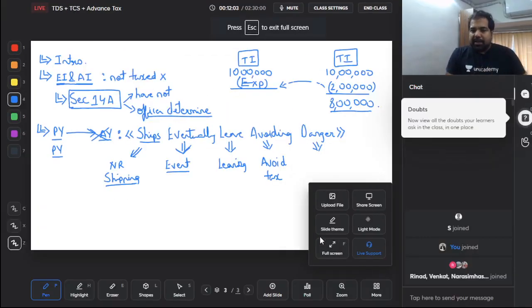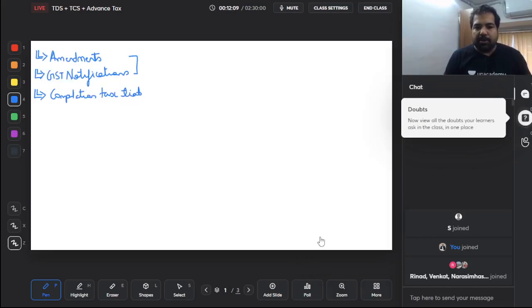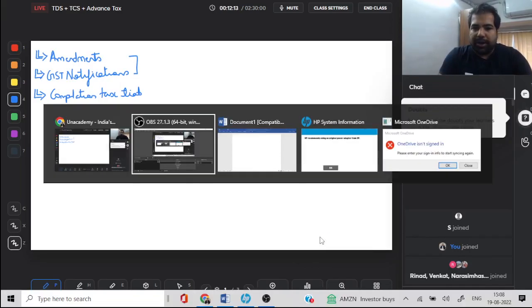Alright, so guys, this is the last session. Introduction is on the cards. I'm just talking about amendments. These are the three things that we're looking at from an amendment perspective: amendments, notifications, and computation of tax liability.